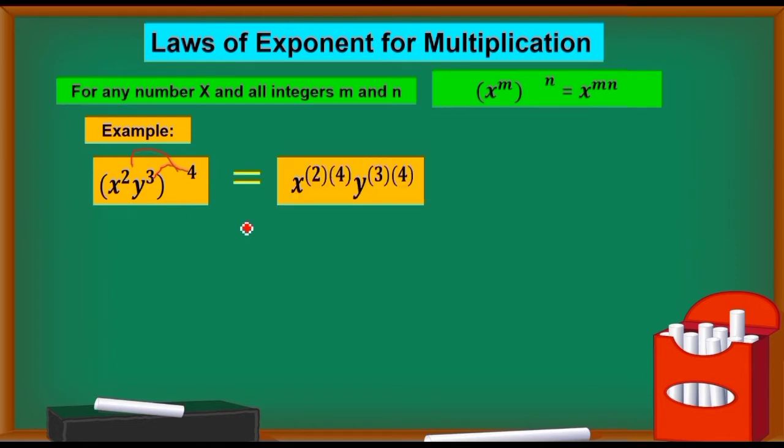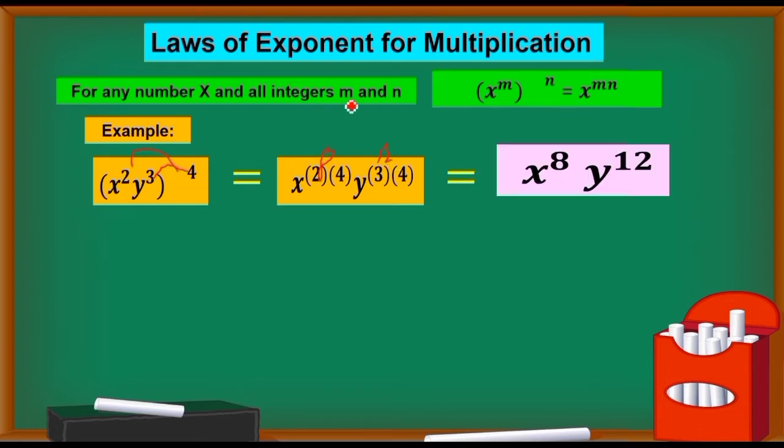So, magiging x raised to 2 times 4, y raised to 3 times 4. Then, isi-simplify pa po natin. So, 2 times 4 is 8 and 3 times 4 is 12. So, magiging ang sagot po natin ay x raised to 8, y raised to 12.